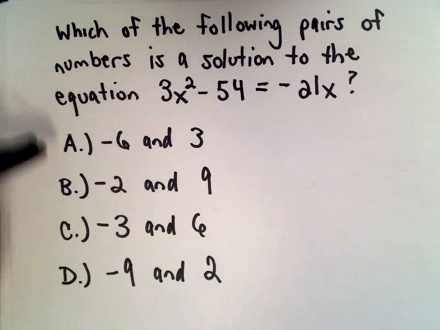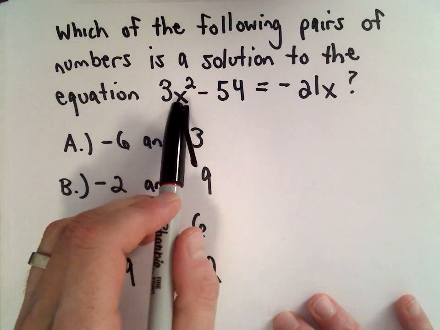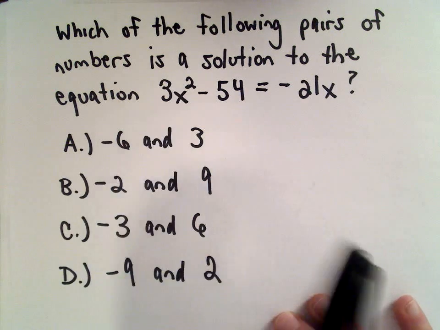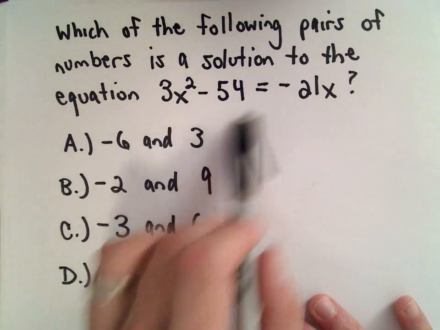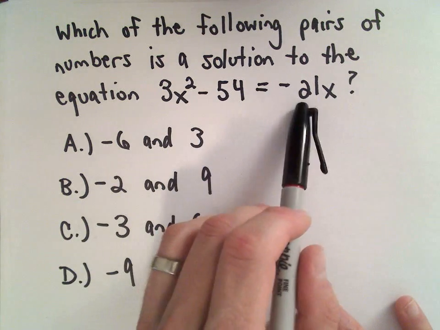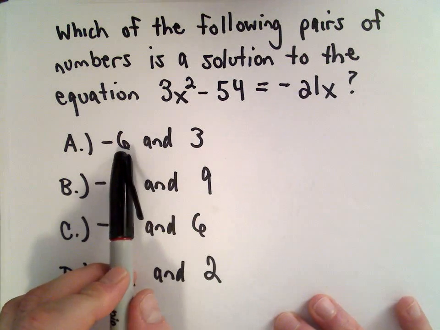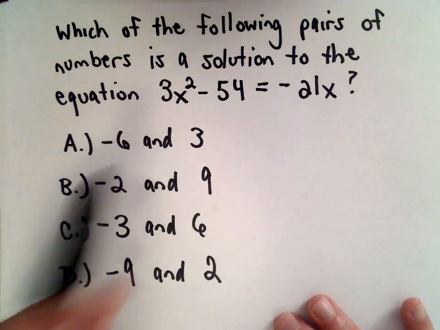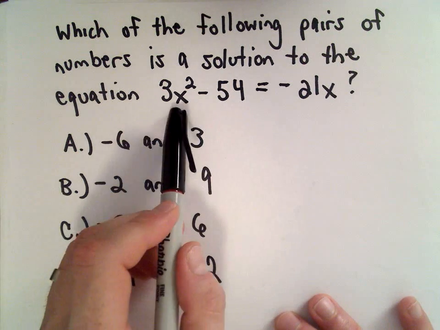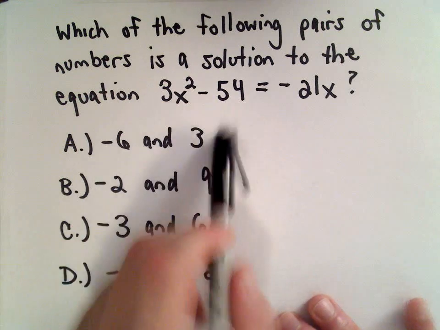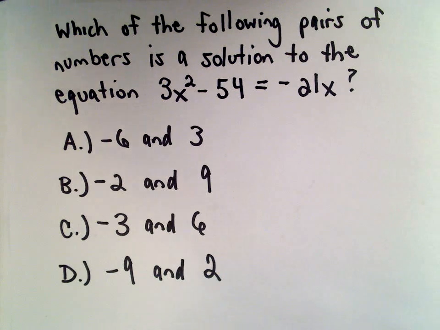So again, this would be a problem you could certainly brute force check. I could substitute in negative 6 and square it and multiply by 3 and then subtract 54. I would get some number. I could take negative 21, again multiply it by negative 6, and see if they're equal or not. I could do the same thing with positive 3. Put 3 in, square it, multiply by 3, etc. So you can brute force check these, okay?